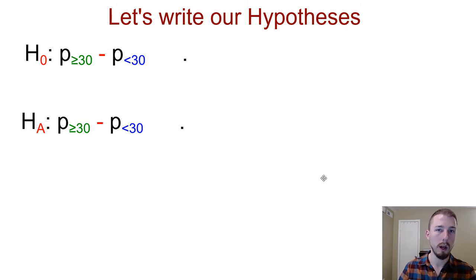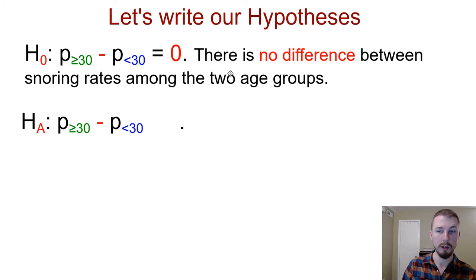So we are going to do a z-test, a two-proportion z-test. In fact, you can pull up your calculator and get that out, and I'll show you how we do that. So our null hypothesis is going to be that there's a status quo, that there's no difference or no change, meaning that the difference in the proportions between people that are over 30 and under 30 is going to be equal to 0. So that's how we would write it with symbols. If we write it out in words, in context, there would be no difference between the snoring rates among those two age groups.